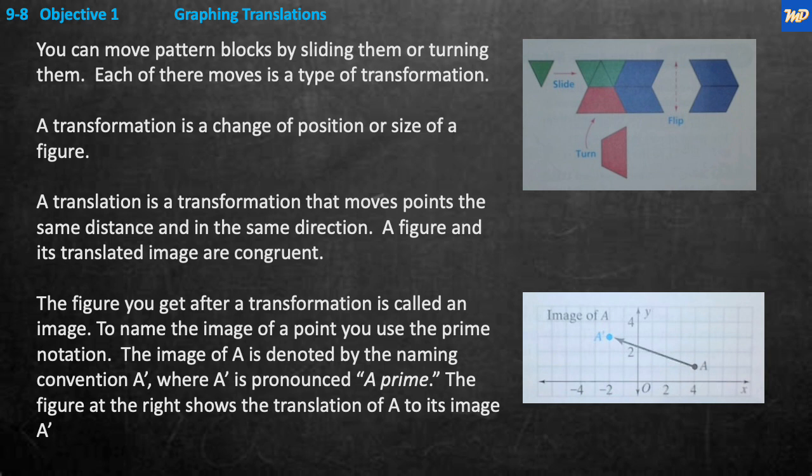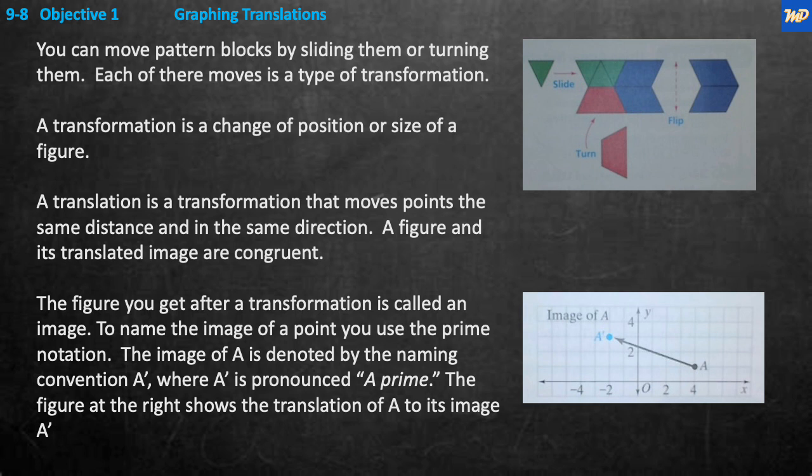To name the image of a point, you use the prime notation. We just talked about that in definitions. Same thing we're talking about here. The image of A is denoted by the naming convention A', where A apostrophe is pronounced A prime. That little apostrophe, we call that prime.